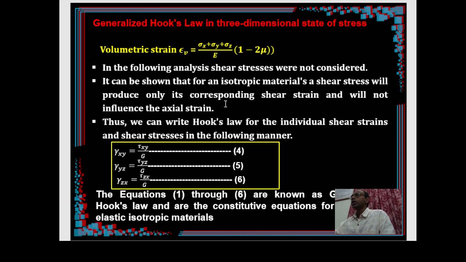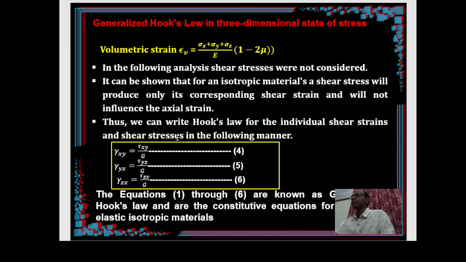Here we have to mention that we have only considered the axial stresses. So one may get a question here: what happens when shear stresses are acting along with the axial stresses? But here we should know that the shear stresses have no influence on the longitudinal or axial strains, right? So for an isotropic material, shear stress will produce only the corresponding shear strain. So shear stress results in shear strain, but it will not affect the axial strains.